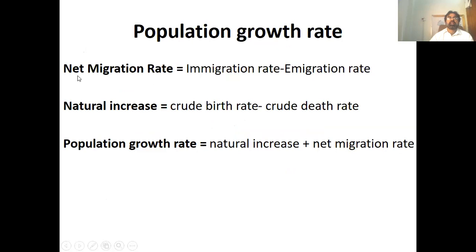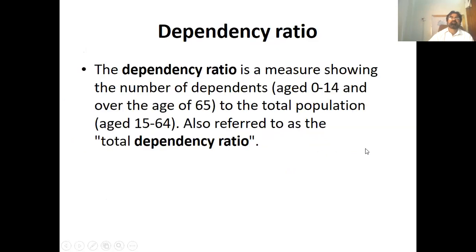Population growth rate: net migration is the immigration rate minus the emigration rate. Natural increase is the crude birth rate minus the crude death rate. And population growth rate is natural increase plus net migration.